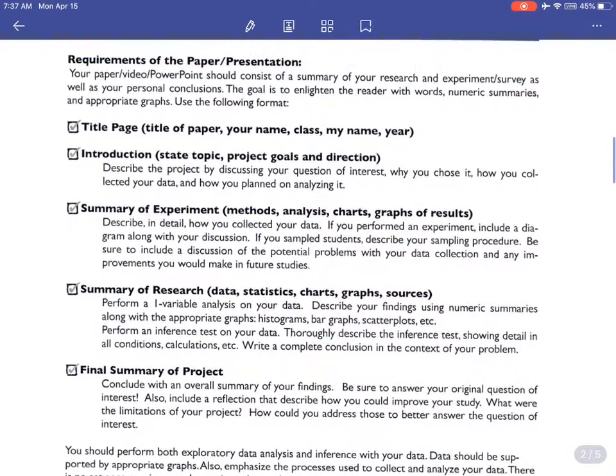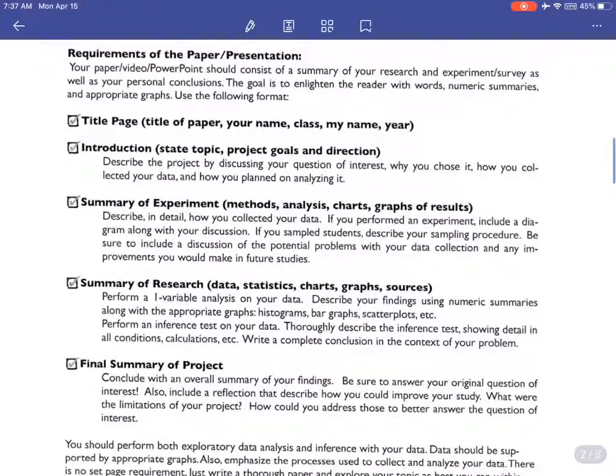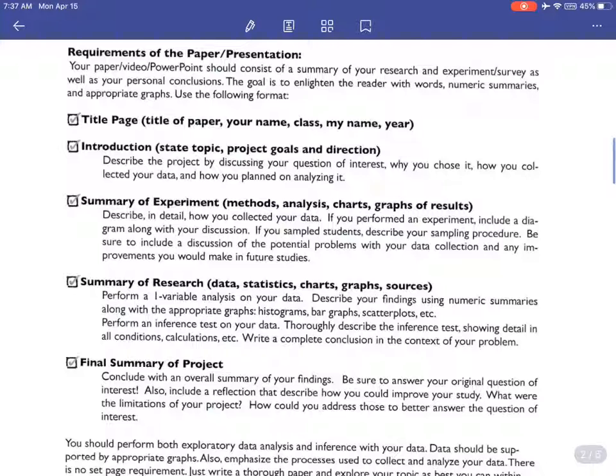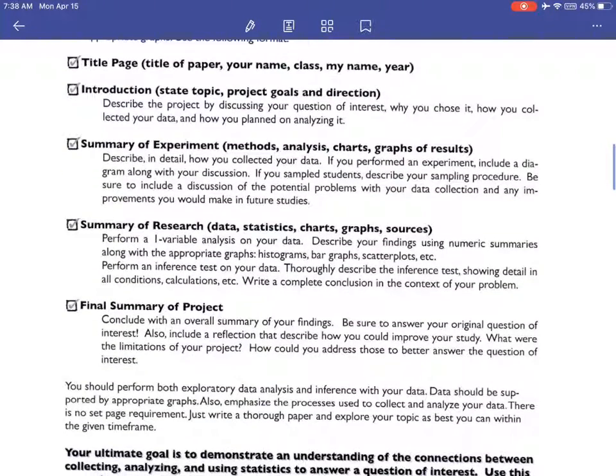Alright, so your requirements for your project, you should have a title page, okay? And like it says up there, you could either do a Word document, a paper, which would probably be the easiest. I probably recommend doing that, but you could also do a video or a PowerPoint. So you want to have a title page no matter what you do. And then second, have an introduction.